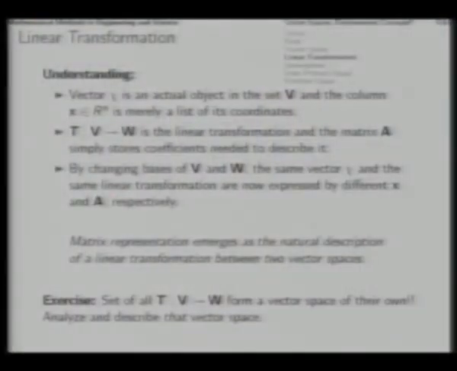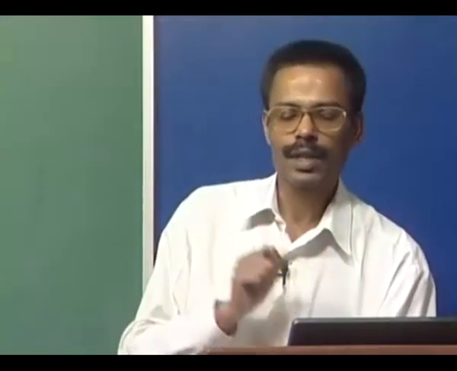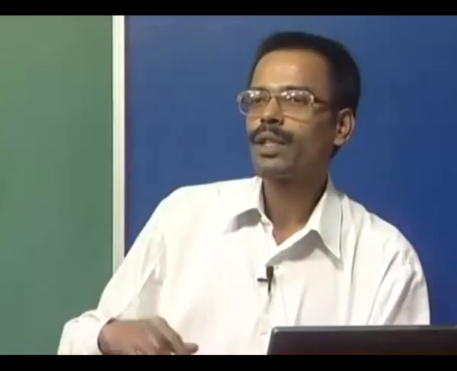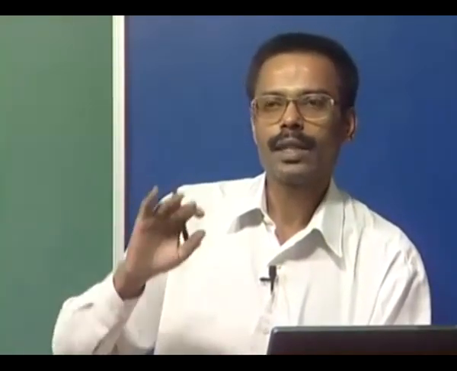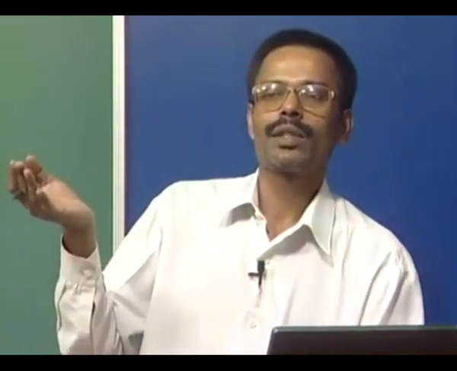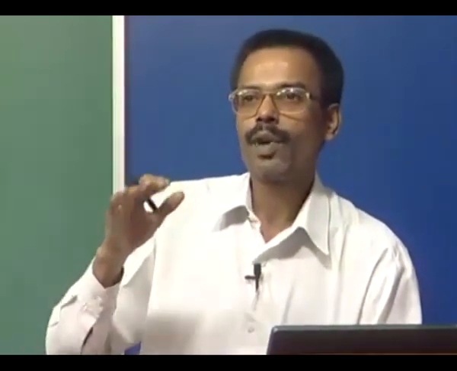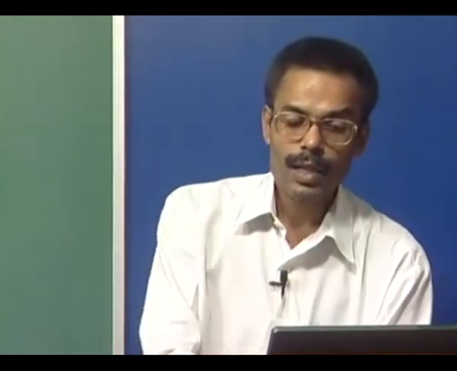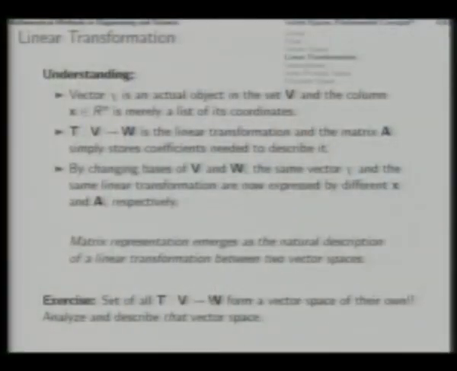Now, as an exercise, you can consider this: all linear transformations that you can define from one vector space V to W can also be collected together to form a set. From V to W, you can define several linear transformations. If you collect all of these, the collection of these linear transformations itself forms a set, and you can verify that this set in itself actually forms a vector space.